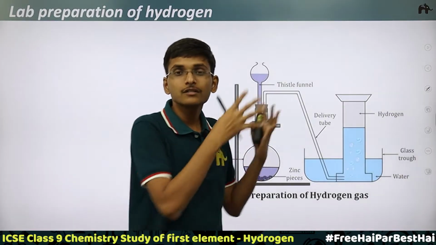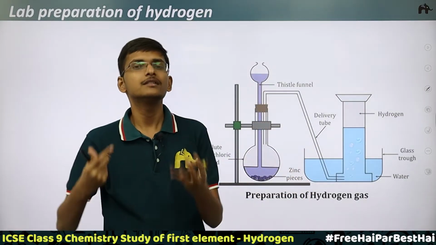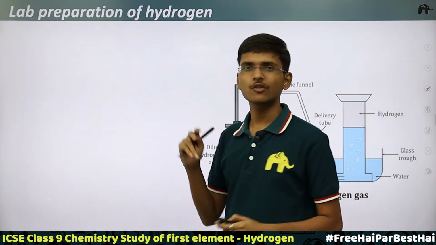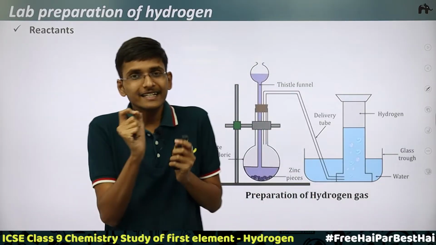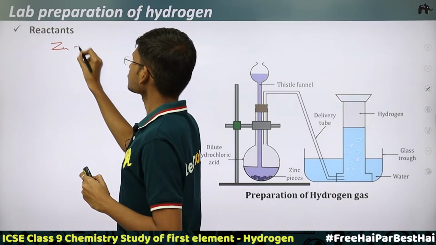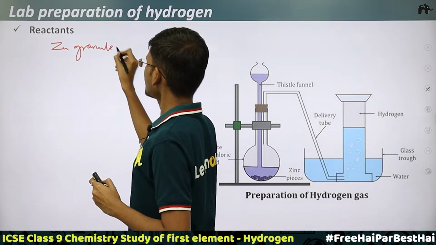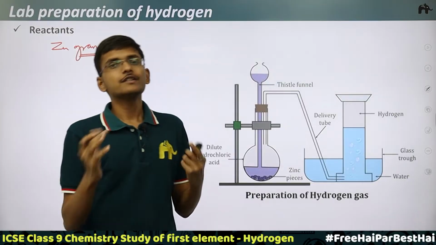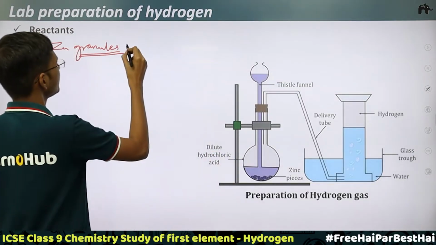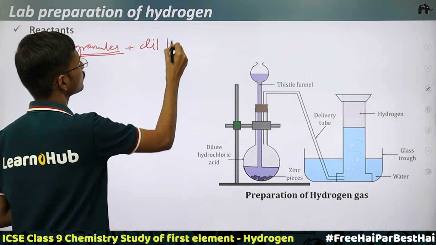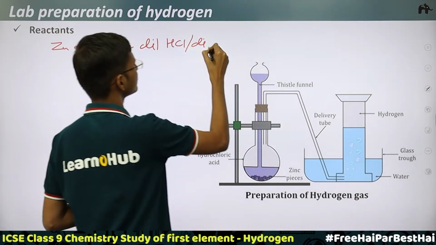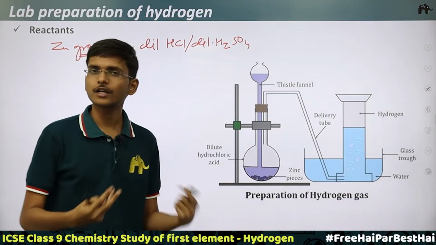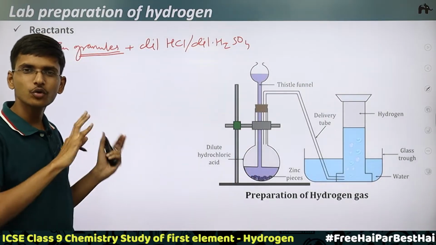to carry out a reaction of production of something, you first need the reactants, correct? And the reactants in this case, the lab preparation of hydrogen, we are going to use are zinc granules, okay. Now I would definitely tell you why we are using granules here, zinc granules, okay. And along with zinc granules, we can either use dilute hydrochloric acid or dilute sulfuric acid. Now, whatever you want, you can use. Okay, either dilute hydrochloric acid or dilute sulfuric acid.